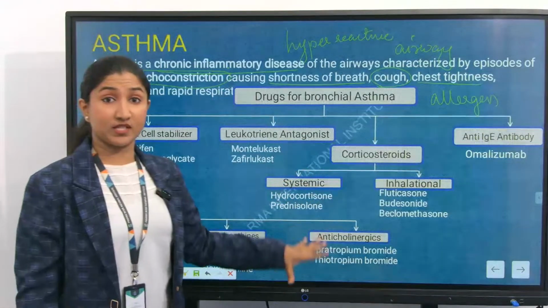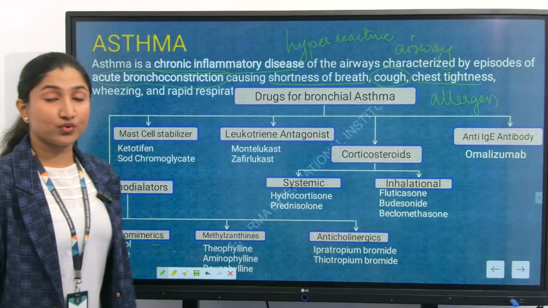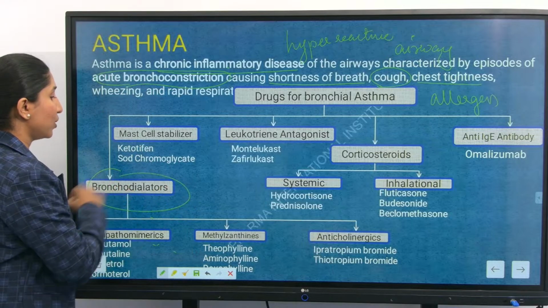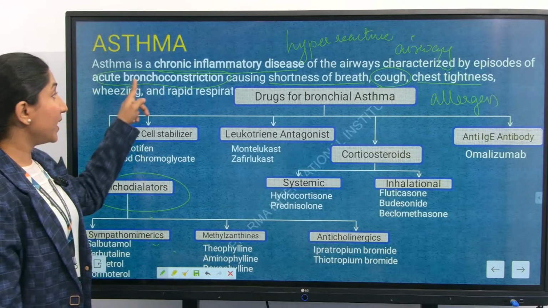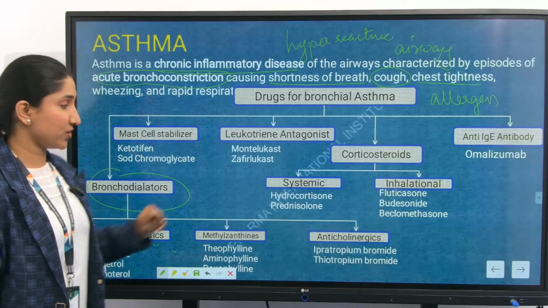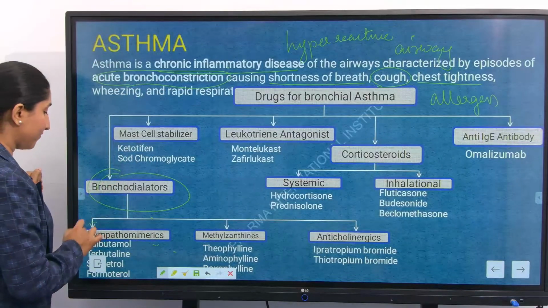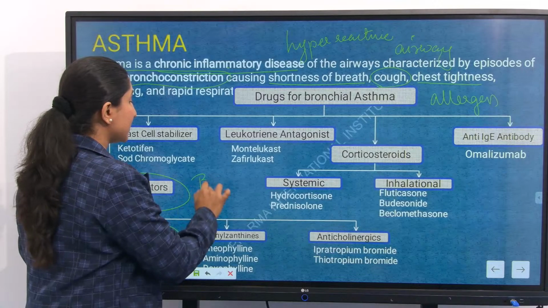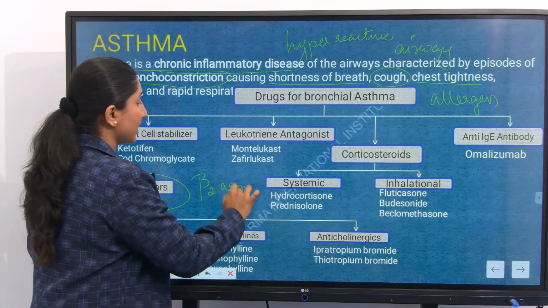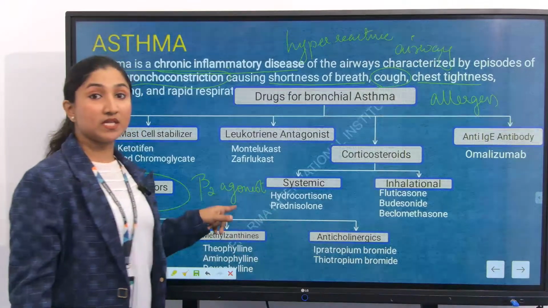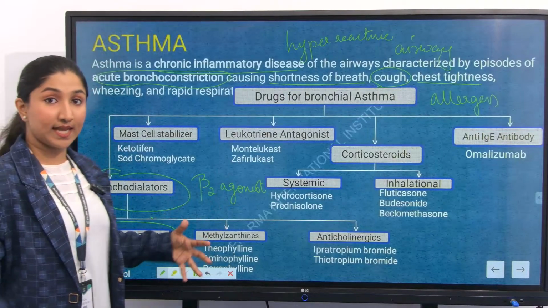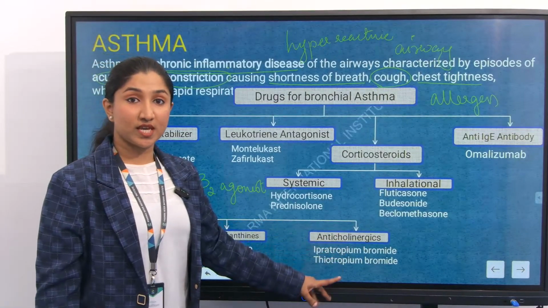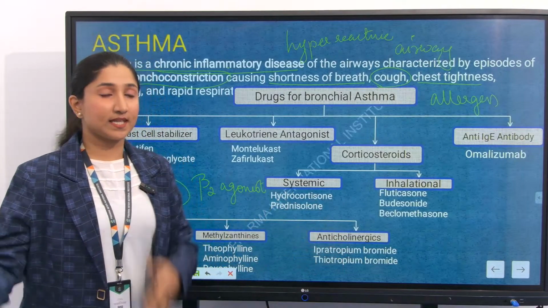So this is the classification of drugs that can be used to treat this asthma. So we have the first class of drugs, which are the bronchodilators. So I told you it is used to treat the bronchoconstriction. So bronchodilators, we have them as the sympathomimetics or the beta-2 agonists, because we know that the airways contain the beta-2 receptor, the beta-2 agonists that help in dilating the bronchioles, the methylxanthines, and the anticholinergic agents. Each of these we will see in detail in the coming slides.